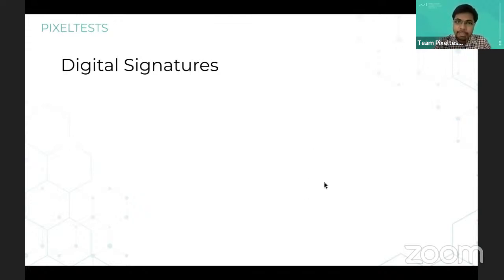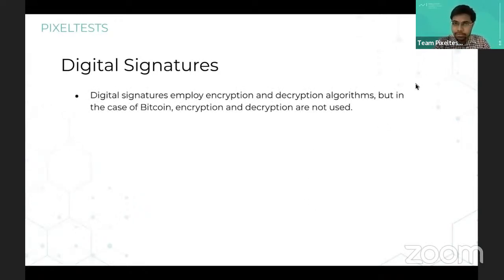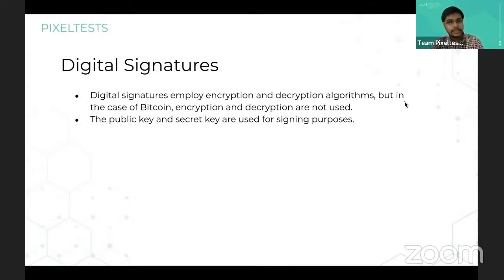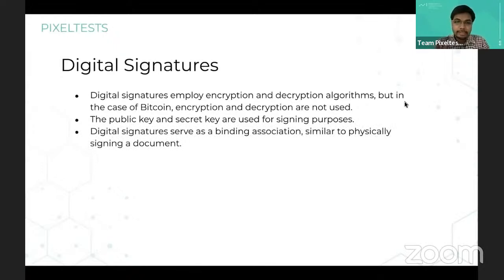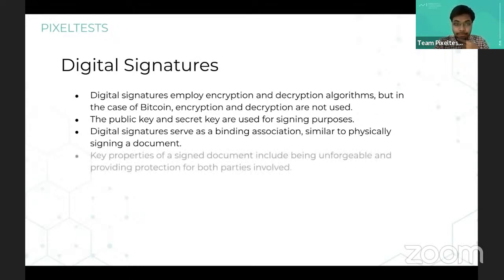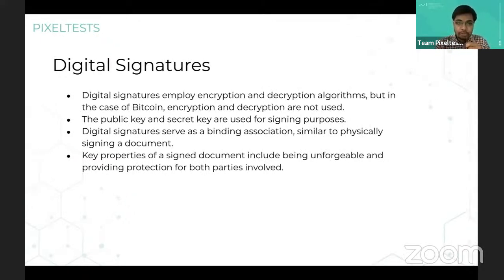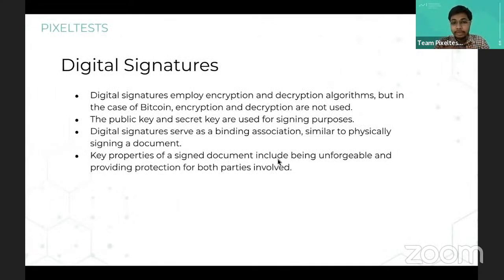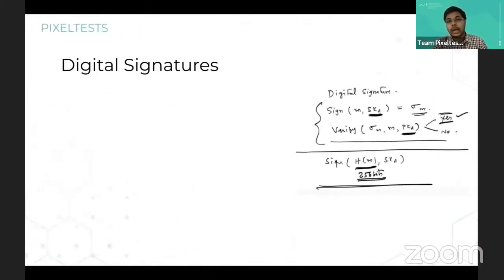We use digital signatures here, and digital signatures employ both these encryption and decryption algorithms, right? So we understand how this happens. The public key and secret key are used in the signing process, and digital signature is the thing that binds the association between two people, right? Based on the agreement. So the key properties of the document include unforgeable, meaning the person should not be able to change it, and it should also be not deniable, right? I should not be able to deny it. So how do we do that? Here we understand this in a little bit.